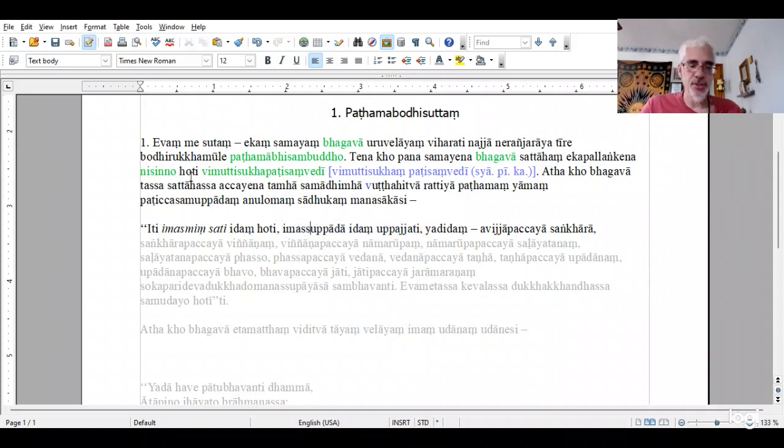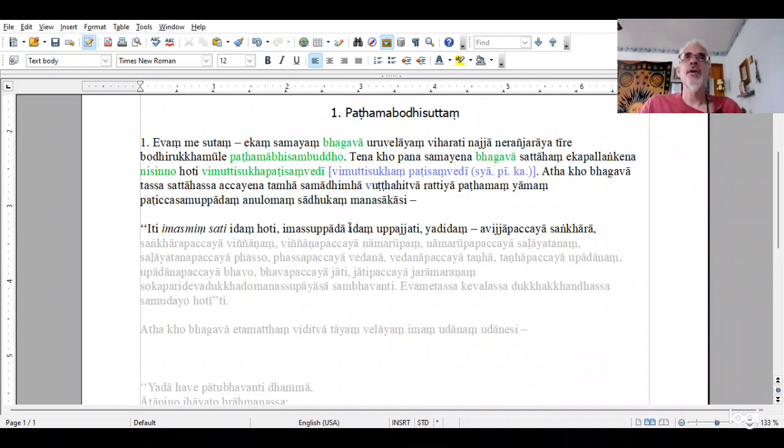Here, I think we're just sort of missing an imassuppādā. These have just kind of been run together. It's not really a compound. They've just been kind of elided in speech. Maybe a contraction, if you want to think of it that way.